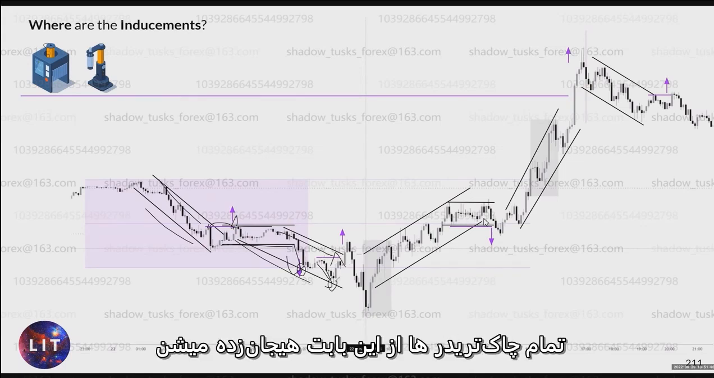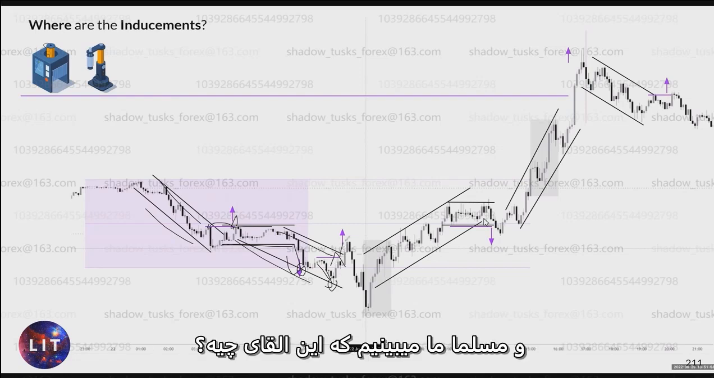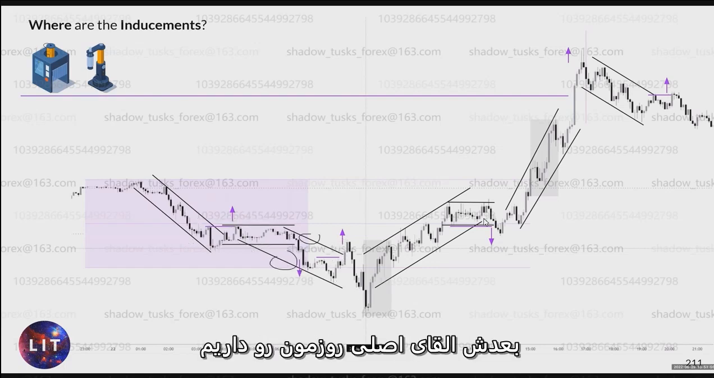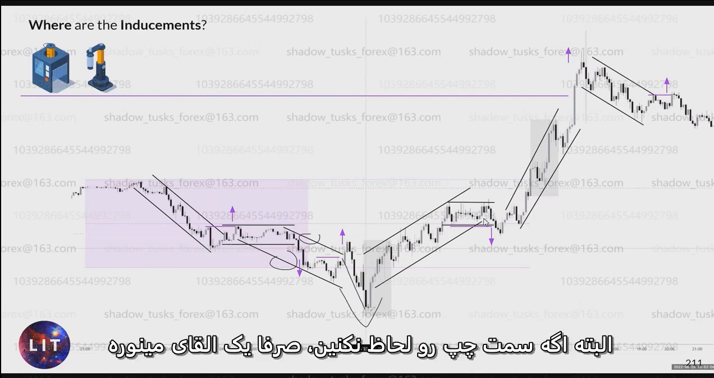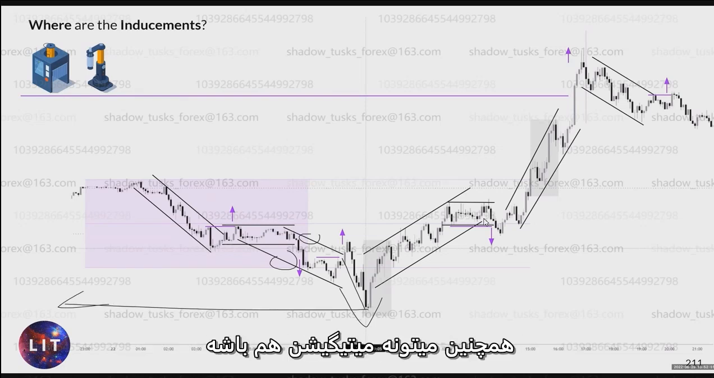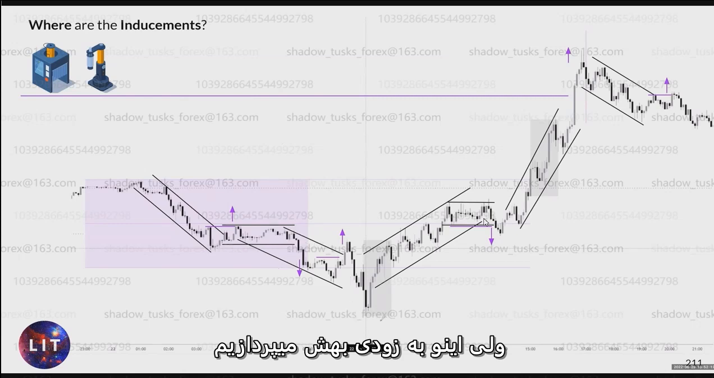All the Koch traders, change of characteristics, they're getting excited about it. But of course, we see this is the inducement of what? Of this channel right here, right? Then of course, we have our main inducement for the day, but of course it's just a minor one if you don't look to the left, if anything is getting induced here, right? Also can be mitigation, but we will dig into that very soon.